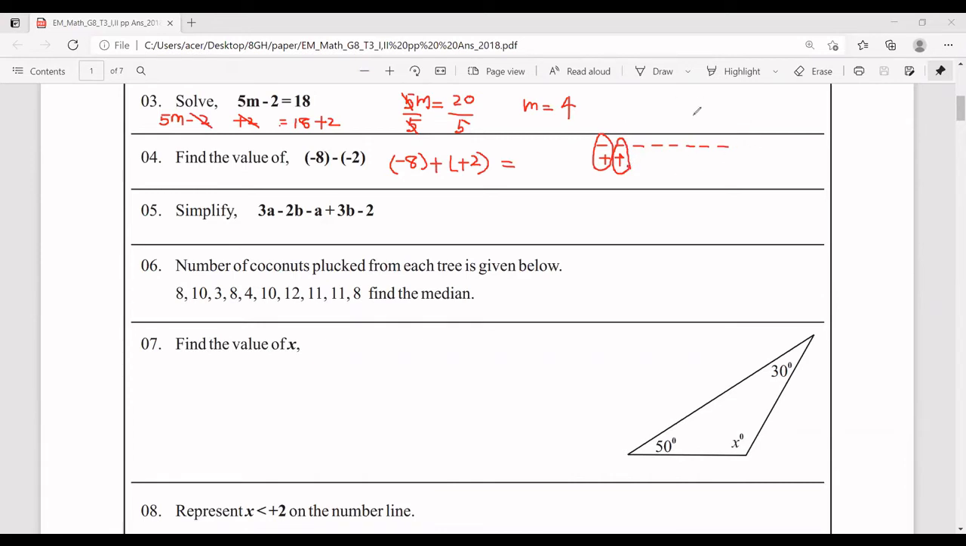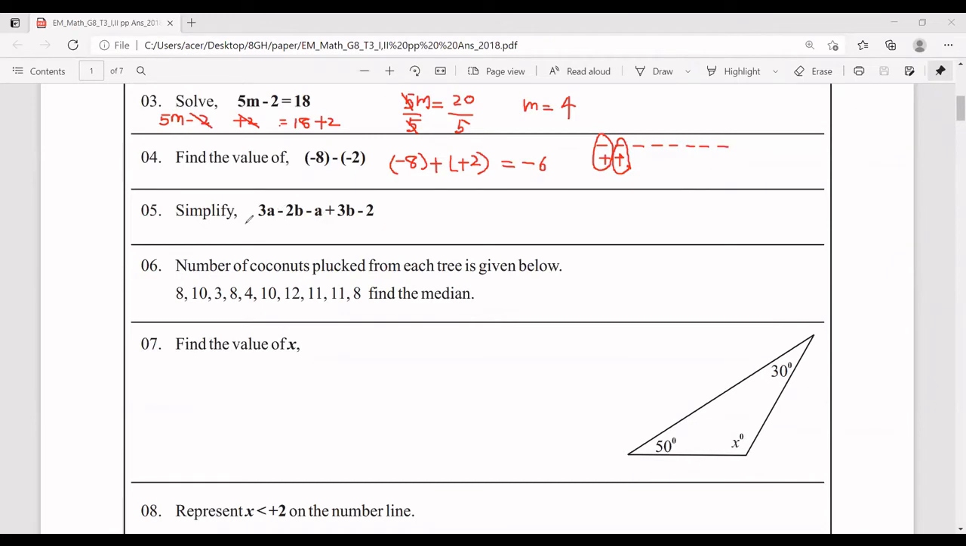Then what remains here? How many? Minus 6. Yes. Minus 6. Then the answer is minus 6. If you can get this answer, then 2 marks.